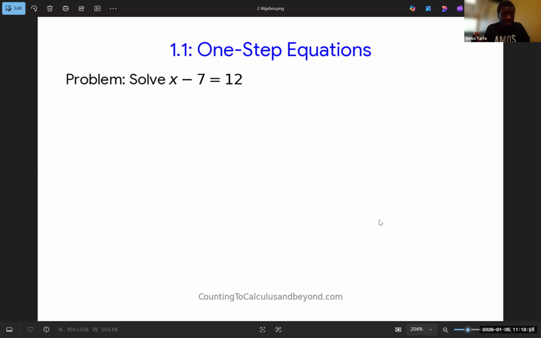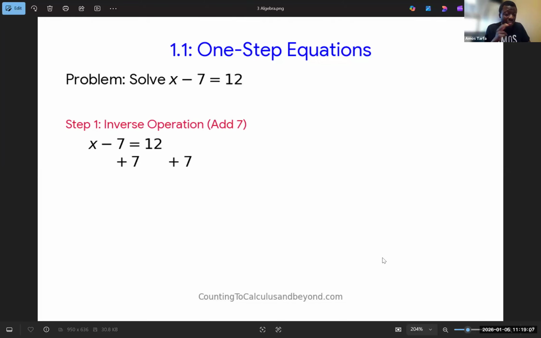So you have x minus 7 is equal to 12. So you know you need to add 7. But if you add 7 to get rid of this negative 7 on the left, you have to do the same thing on the right side. So that's how we get x on the left side, and then 12 plus 7 would be 19 on the right side. That is how we solve one-step equations.